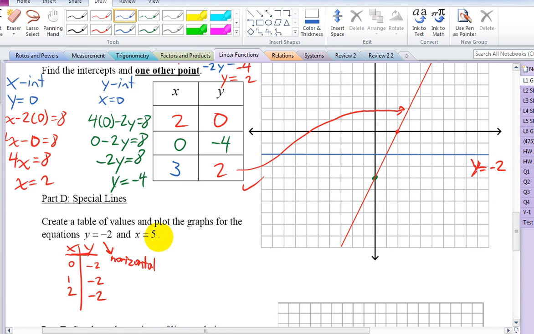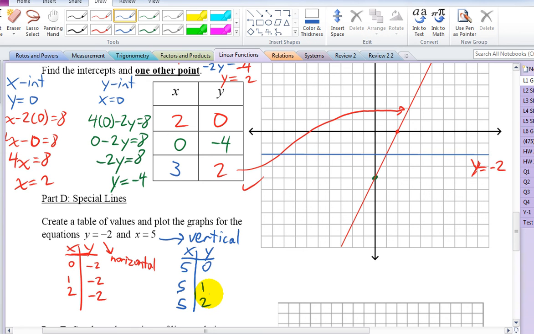Now, what about the opposite? Well, it shouldn't be horizontal then. It should be vertical. And let's double check that. Now, there's x, there's y. x never changes according to that equation. So we can go 5, 5, 5. Now choose easy values for y. What are some easy values? 0, 1, 2. Plot those points, make the lines.